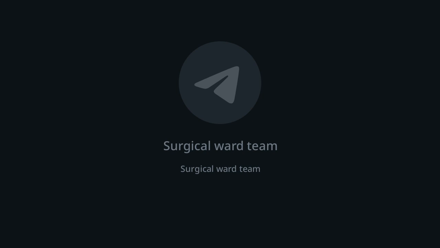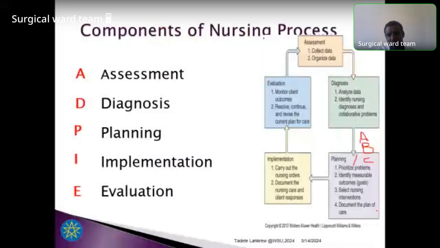Then implementation: carry out the nursing care, the nursing orders. Second, document the nursing care and the client's response.